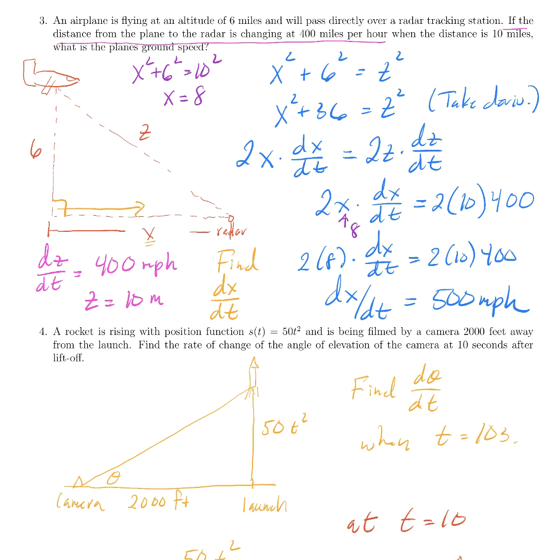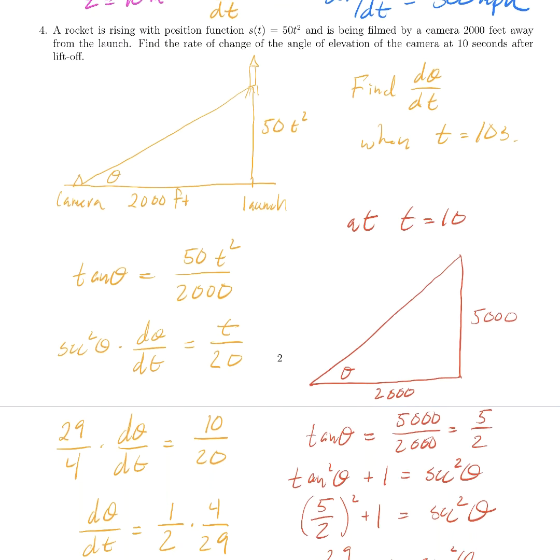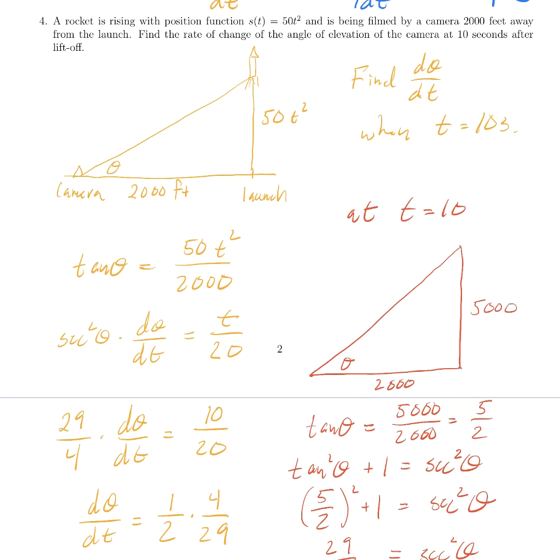So again, the key is getting down all of the information that's given, deciding how to relate the variables. In this case, we need the Pythagorean theorem, taking derivatives, and then solving for the missing piece of information. Okay, one more example to go through here.